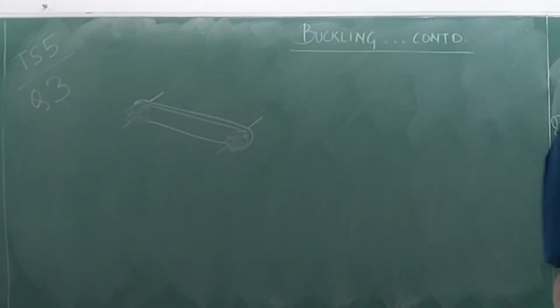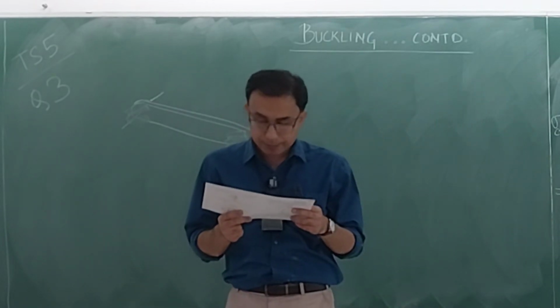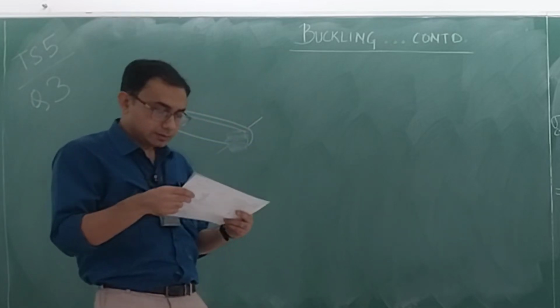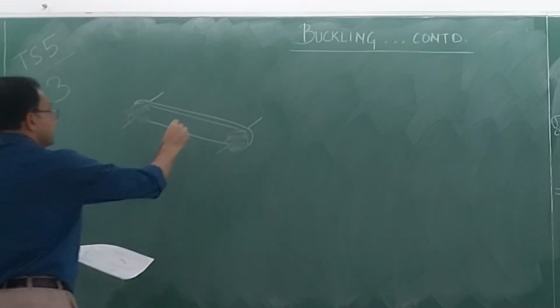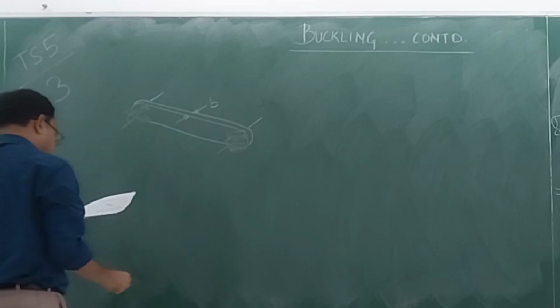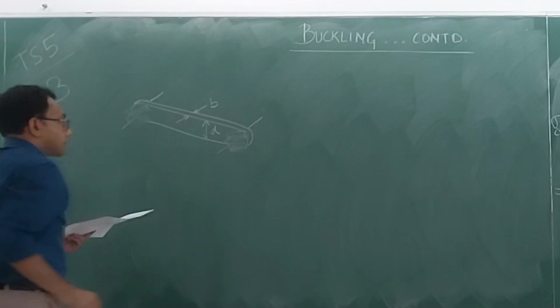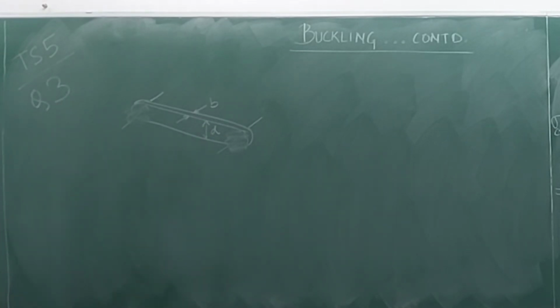Now, what do we have to do actually? See, the question is to determine the ratio B by D. Now, B is this dimension. This is the dimension B, and this is the dimension D. So we have to determine the ratio B by D for which the factor of safety is the same about the horizontal and the vertical axis. So basically, the thing boils down to the consideration of buckling in the two different planes.